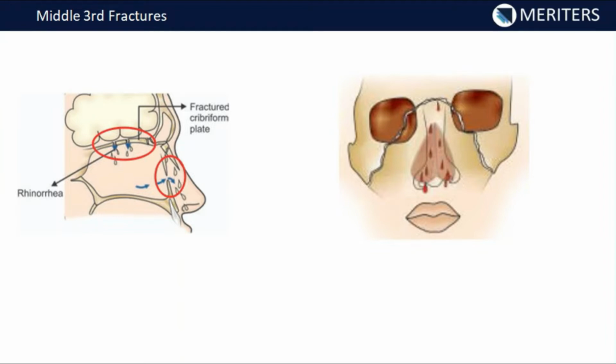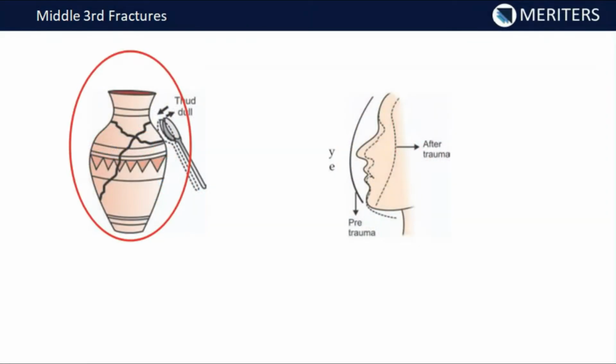Then we can see in the next figure, due to the fracture of the nasal bone, there will be nasal bleeding also. Then again, tapping of the teeth can give the cracked pot sound. So this is an illustrative image just to show you the cracked pot sound. Then occasionally there may be a dish face deformity.